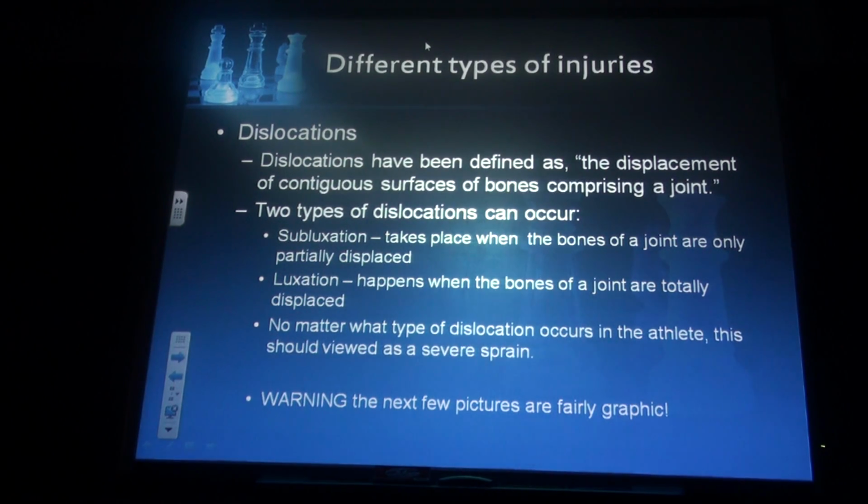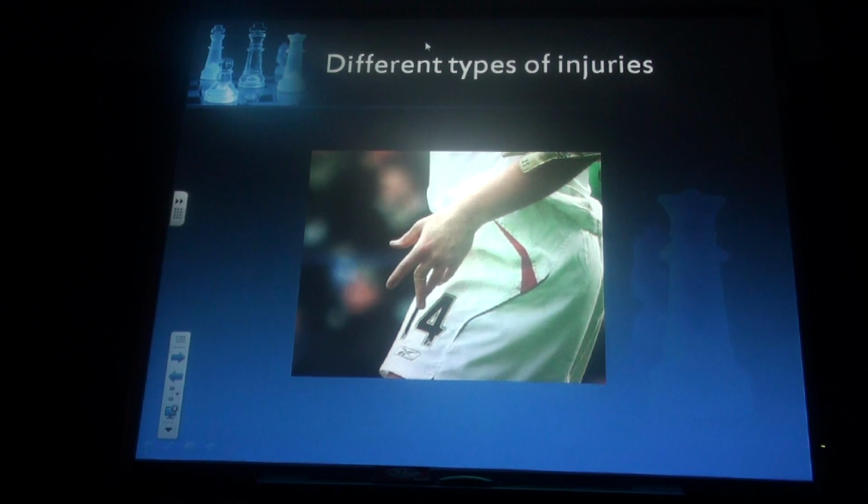Okay, next few pictures are fairly graphic, so watch and let me show you some things. Obviously, this is a dislocated finger. It's come out of the joint. You have to put those back. See those? That's fairly common.